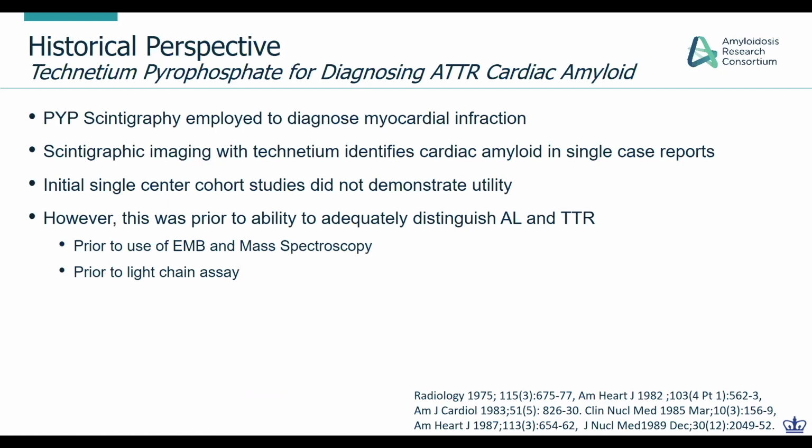So when we did some literature search on PYP, we found some case reports from the early 80s, single case reports suggesting that this might be an agent for diagnosing cardiac amyloid. But then there was a case series published which said that this was useless because the sensitivity and specificity were quite poor. But mind you, at that time, they were not able to adequately distinguish AL and TTR. And that was prior to use of endomyocardial biopsy and mass spectroscopy, and prior to light chain assay.